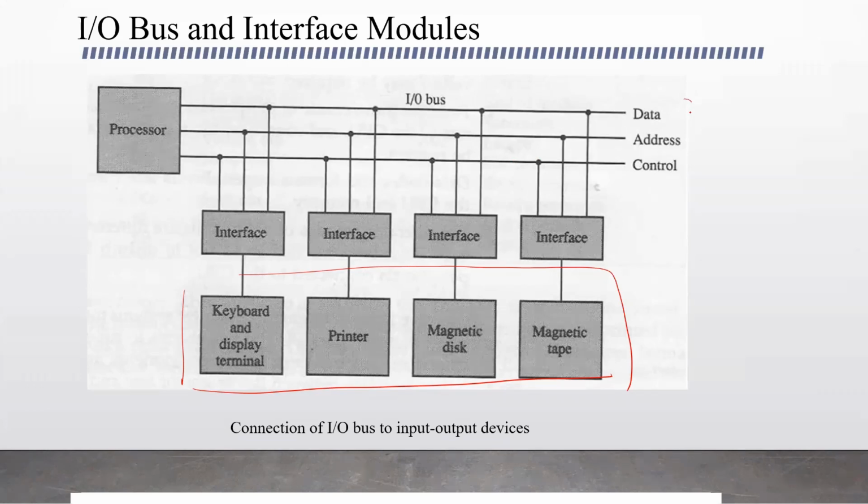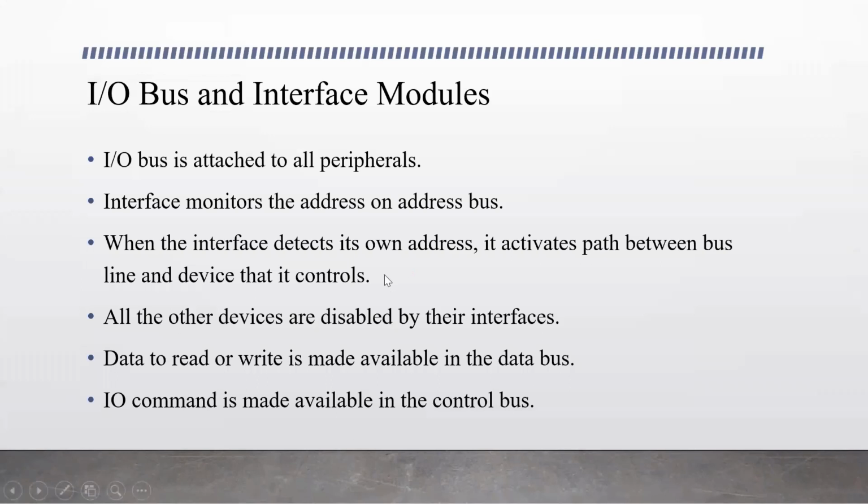The IO bus has these three lines: data lines, address lines, and control lines. Address information will be available in the address line. Once the address is decoded and the device is identified, the data that is to be transmitted to the device is placed on the data bus, and the control information, the IO command, is placed on the control bus, so that the communication can happen between the devices. So the operations performed here are for the internal component to communicate to the IO device.